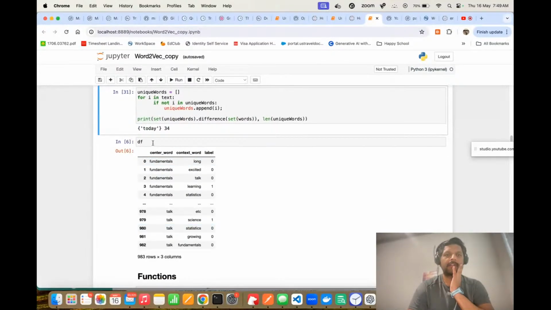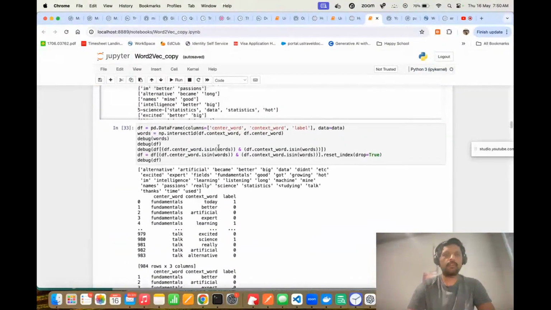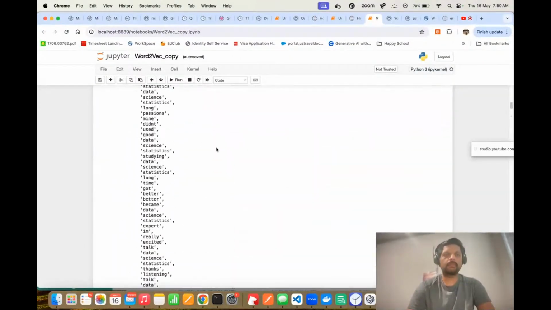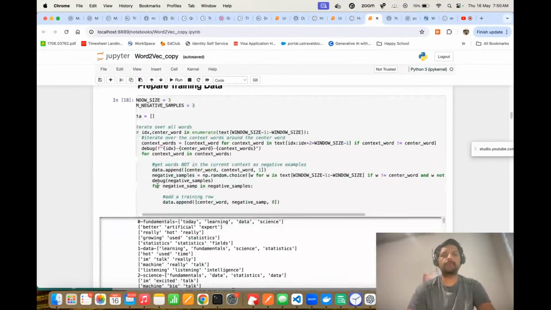So the final data frame that he prepared comes out like this, where we have the center word and the context word, and the label shows whether it's the right context or not. For example, fundamentals and learning, it says label is 1. If you look at fundamentals here, the learning is here. So for fundamentals, today learning data science will have one.